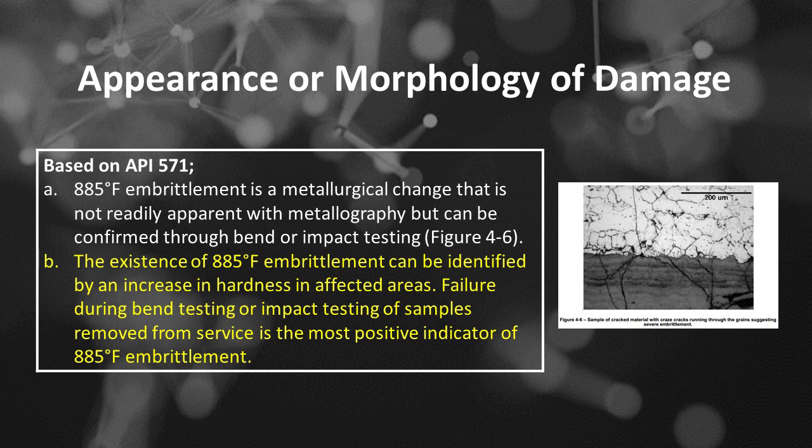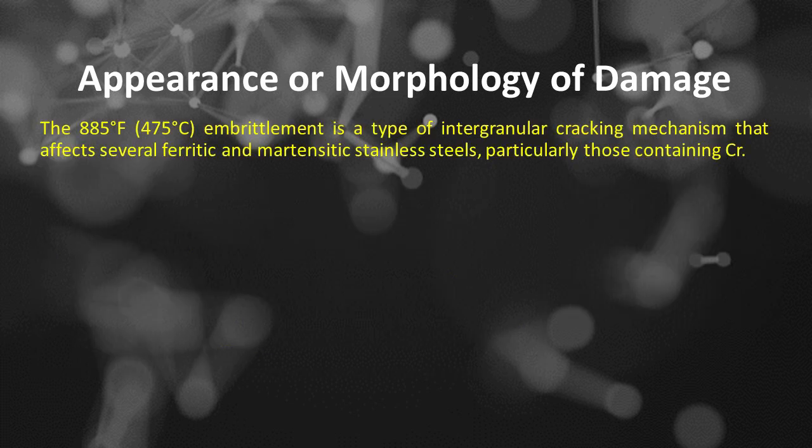The second is the existence of 885 degrees Fahrenheit embrittlement can be identified by an increase in hardness in affected areas. Failure during bend testing or impact testing of samples removed from service is the most positive indicator of 885 degrees Fahrenheit embrittlement. The 885 degrees Fahrenheit or 475 degrees Celsius embrittlement is a type of intergranular cracking mechanism that affects several ferritic and martensitic stainless steels, particularly those containing Cr.